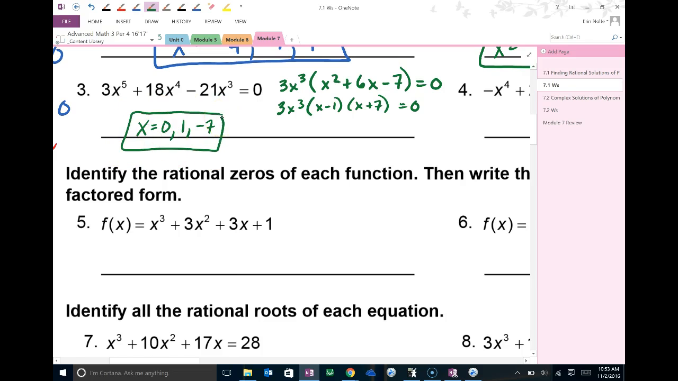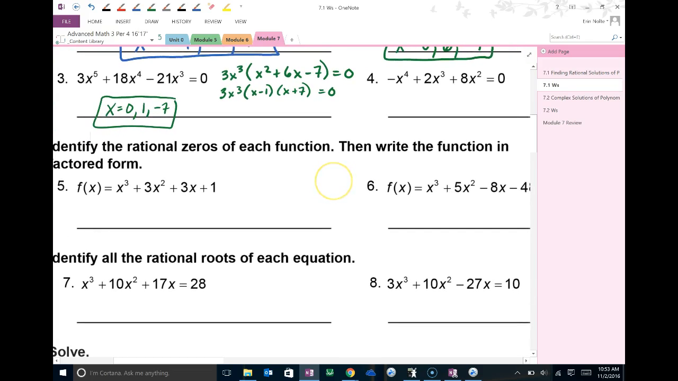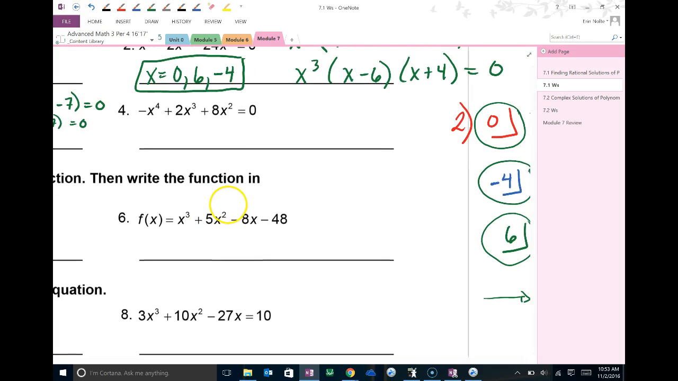Okay. So number 4, I would suggest doing the exact same method. Pull out a greatest common factor and then factor that. Number 4? Yeah, we should definitely. Okay, so let's do that one. What did you pull out as your greatest common factor? X squared. So if I pull out x squared, what's left?